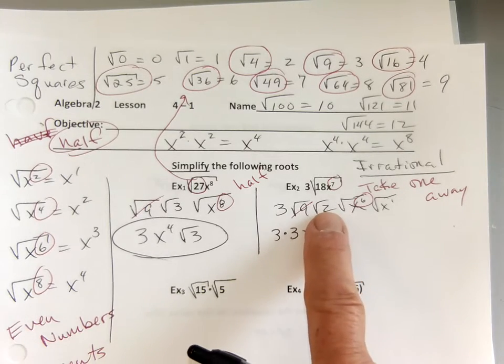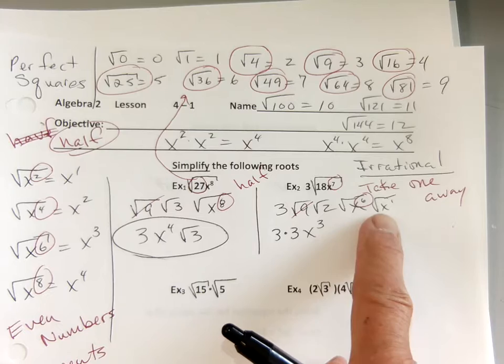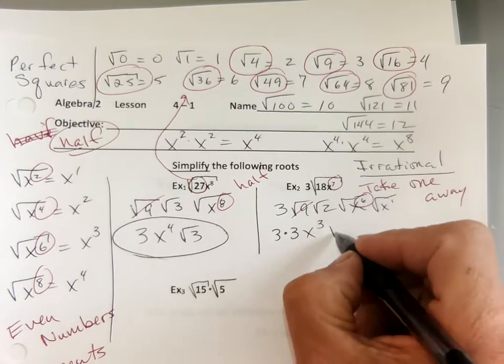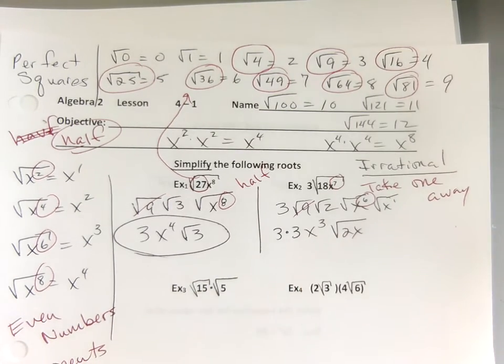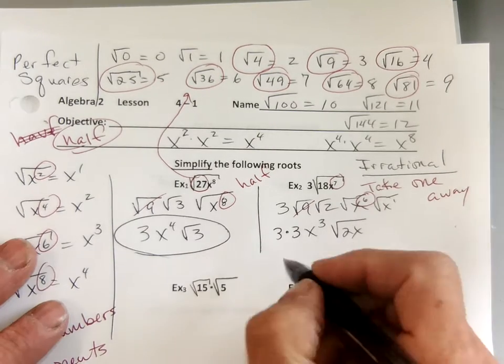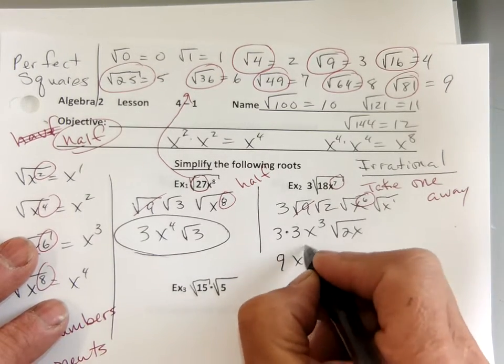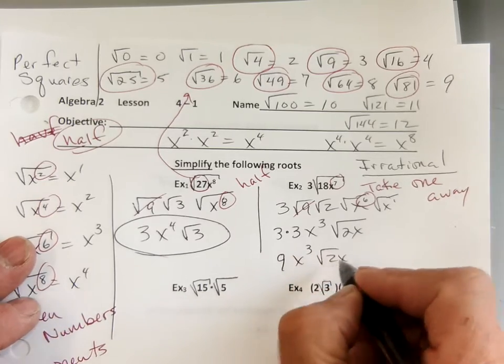Square root of 2, I cannot reduce that. Plain old square root of x, I can't reduce that. So the two of those, the square root of 2 and the x, can't be reduced, so they stay inside the square root. Okay, now I'm going to multiply. 3 times 3 is 9. X to the 3rd, the square root is 2x. Okay, there we go.